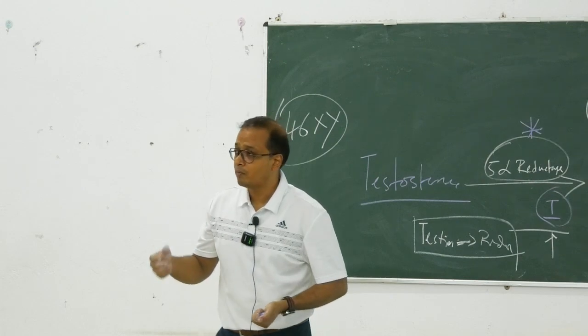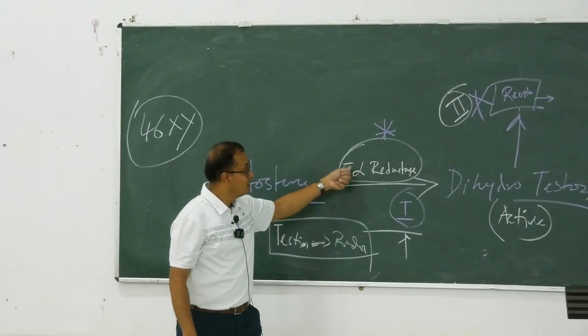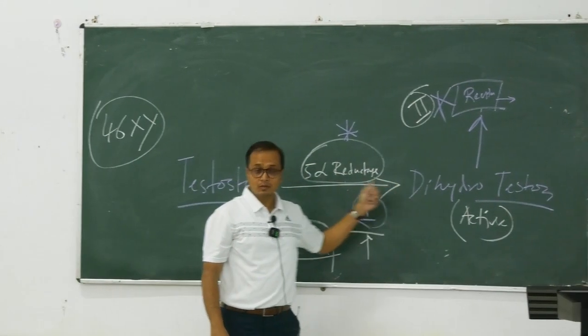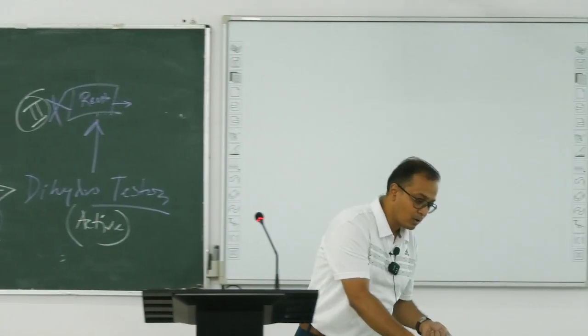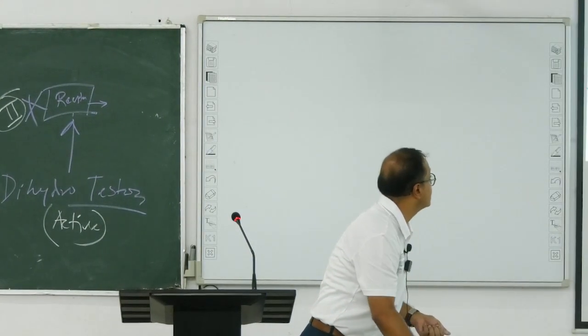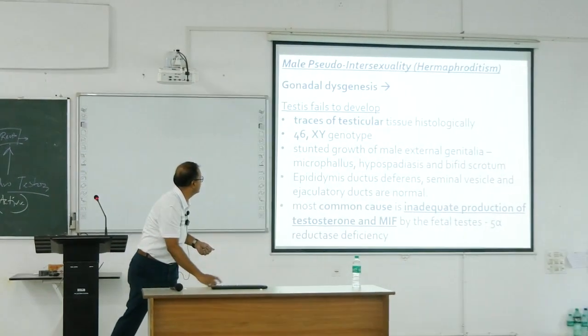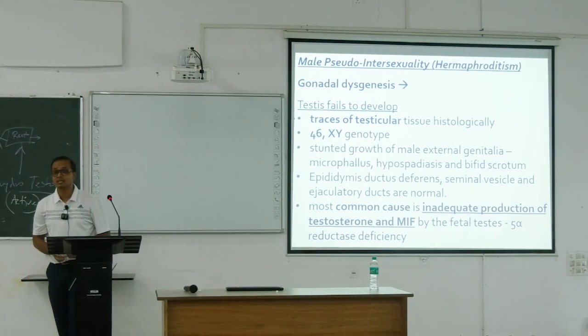Even if the testicle is formed, in other subjects we may have a genetic error of 5 alpha reductase, so that active component is not formed. This particular condition, if it is happening, we call gonadal dysgenesis. This is what we talked about, congenital adrenal hyperplasia. This is what we are talking about, male hermaphrodite. We call them gonadal dysgenesis.